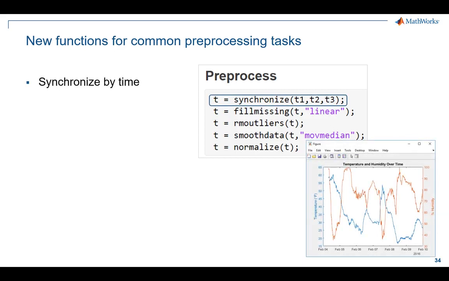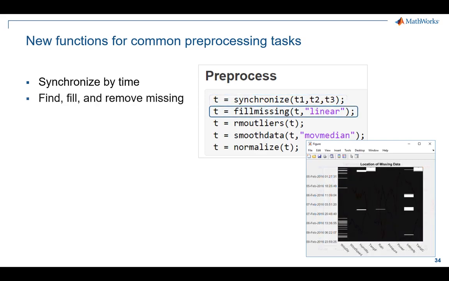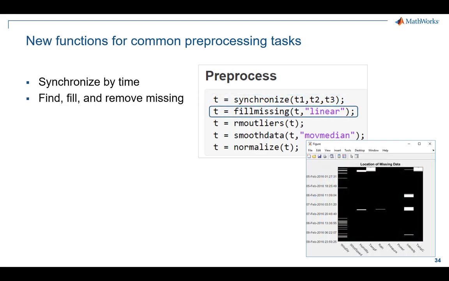Synchronize allows you again to take a couple of timetables that maybe were sampled at different rates and bring them together. Basically apply that interpolation math to that data so you can visualize it. Fill missing would find the missing data, fill it, and maybe remove the missing. And you have control over how all that's done in terms of the input arguments to these functions. You can specify, in this case, I'm doing a linear interpolation anywhere there are missing data. And you can specify several different methods there.